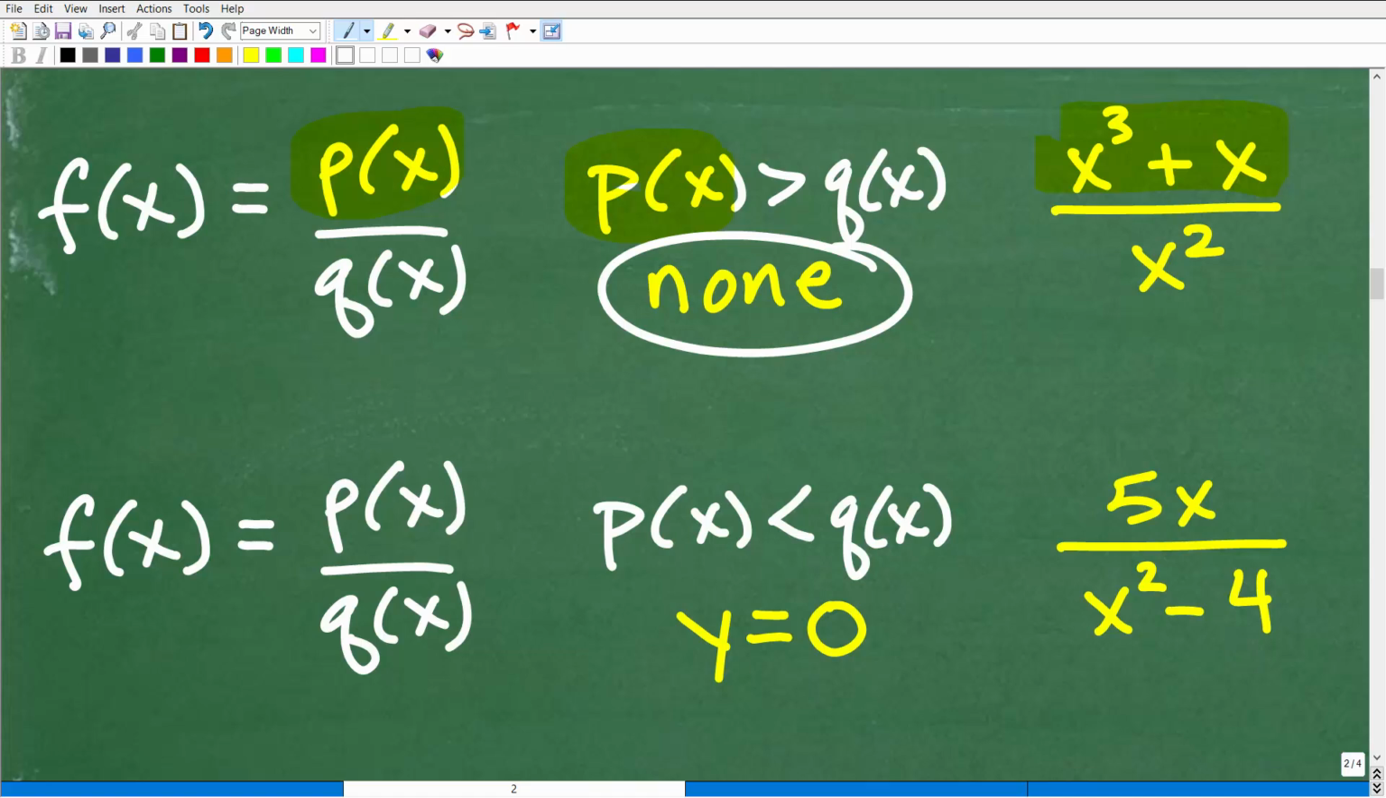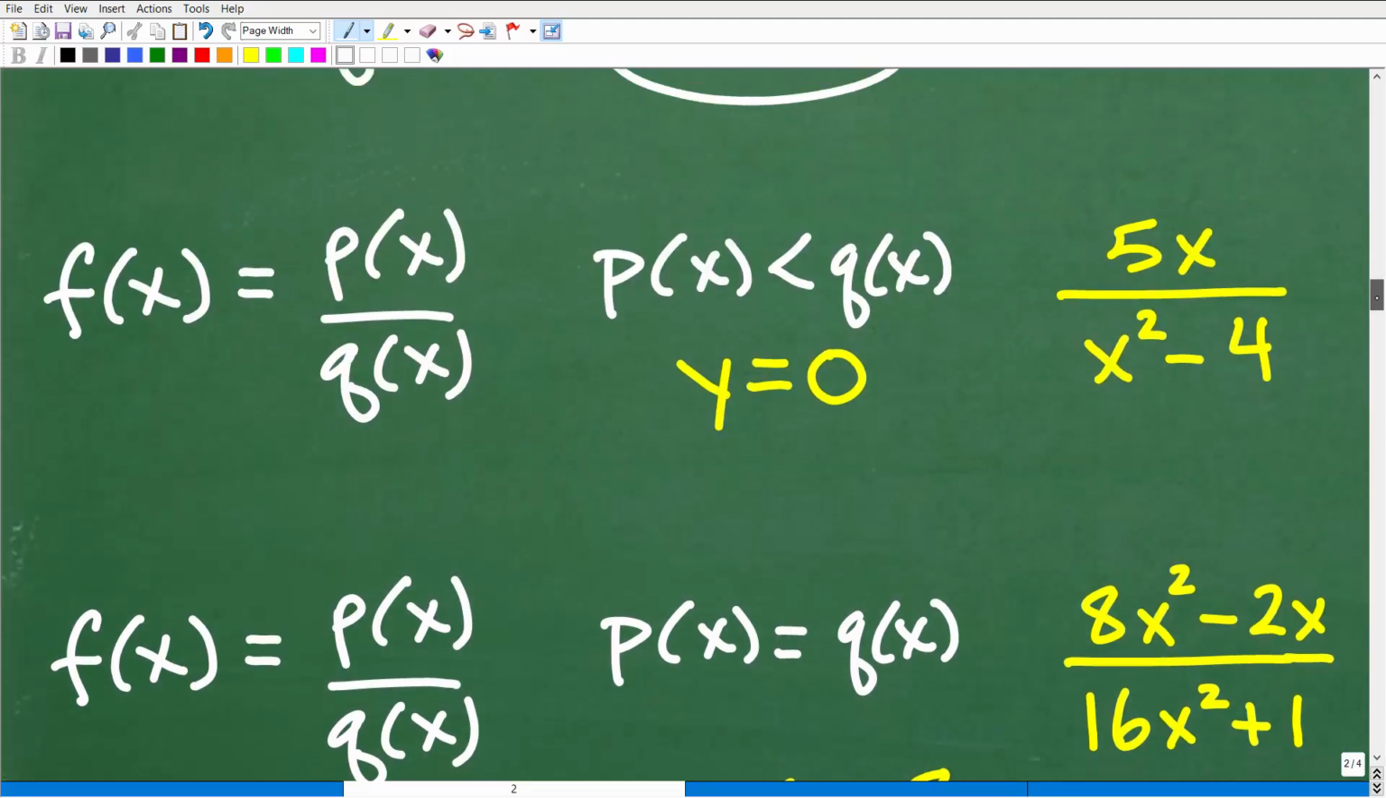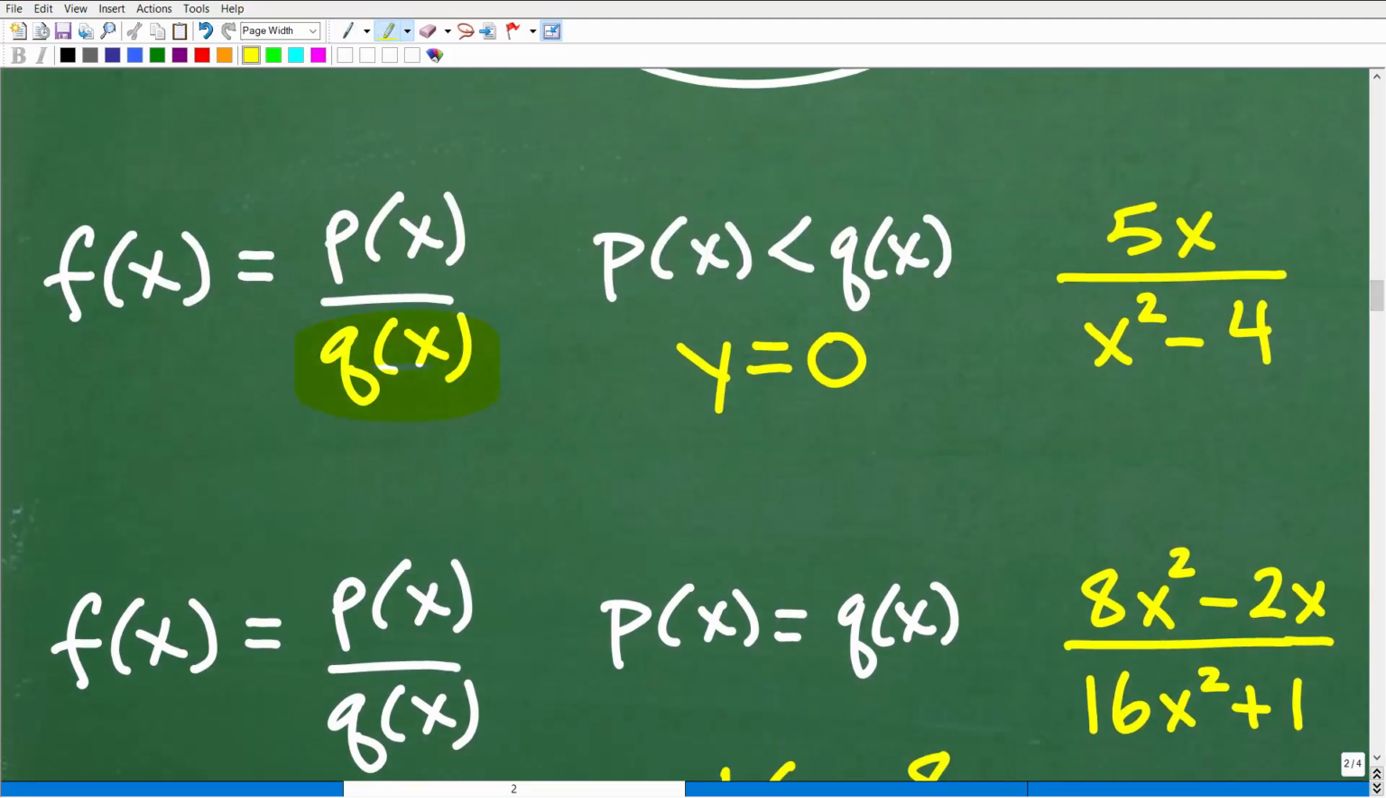But anyways, in this situation, if the degree or power is higher in the numerator than it is in the denominator, this rational function would not have horizontal asymptotes. Okay, so let's talk about the reverse. Let's talk about when the denominator has a higher power than the numerator.